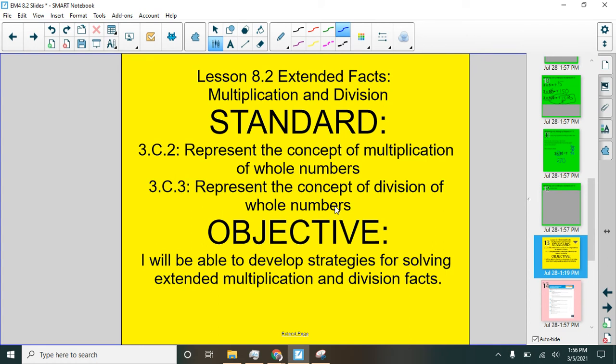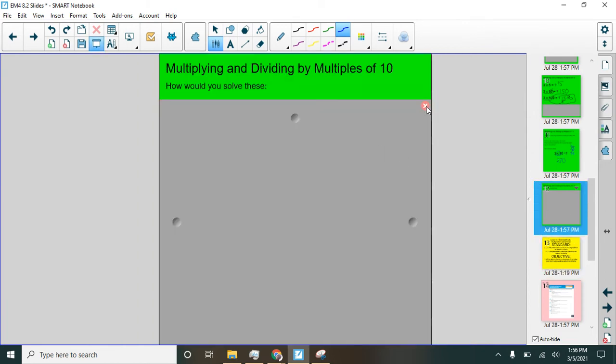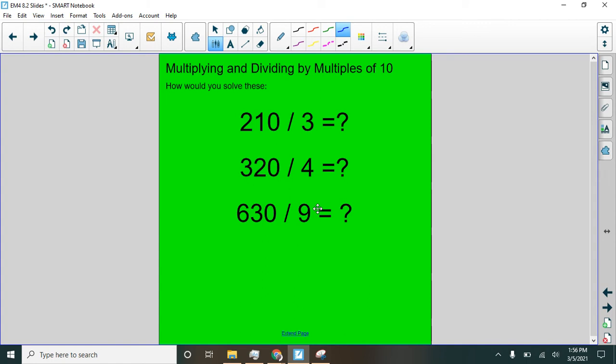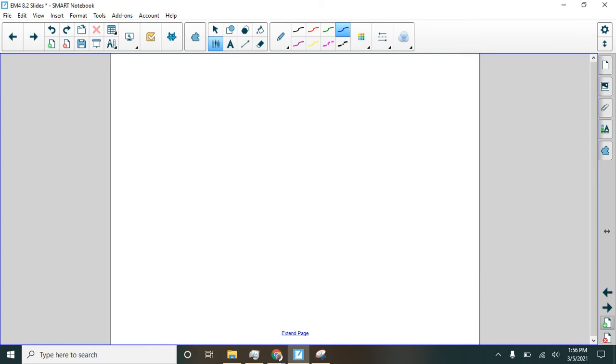There it is, right? We're developing strategies for solving extended multiplication and division facts. We got a couple other things to practice on here. Here we go. Look at this. What looks different here? These are division problems. Well, let's just take any division problem. Let's just take 27 divided by 9 equals blank. I have you guys turn these around into a multiplication problem. What multiplication problem helps you solve this?